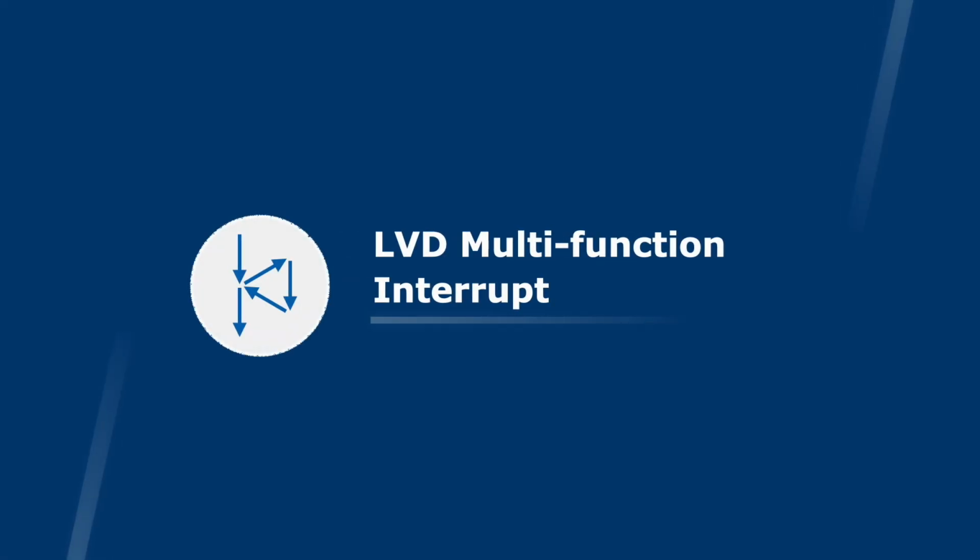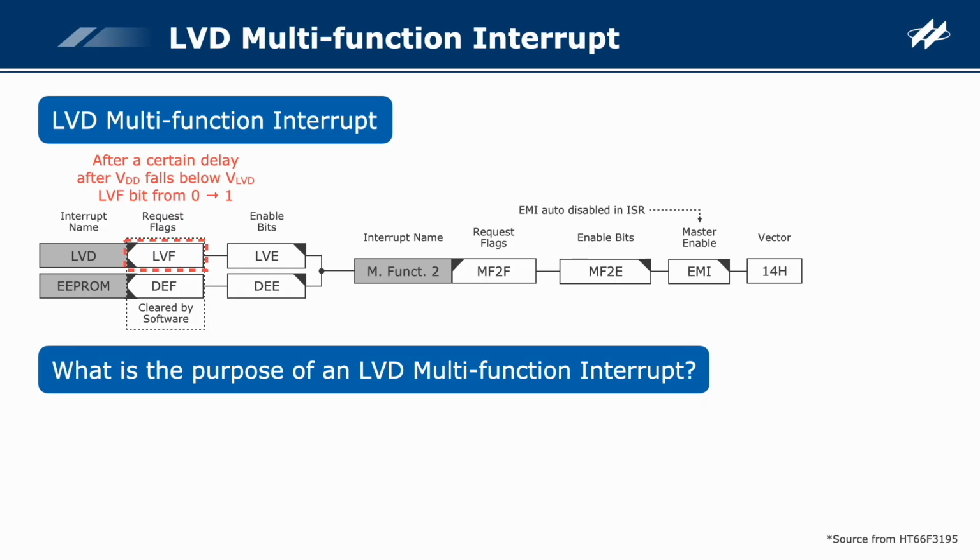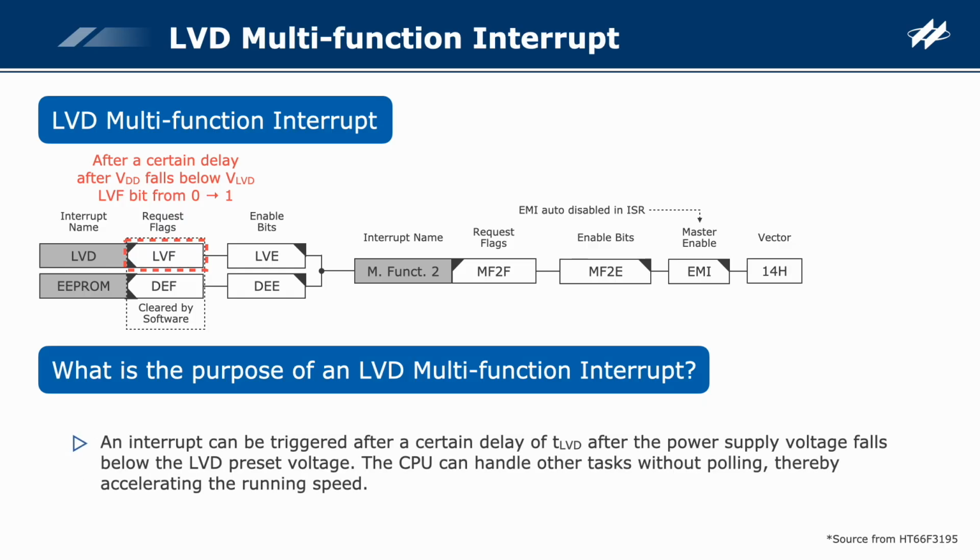LVD Multi-function Interrupt. According to the datasheet, the LVD interrupt is a multi-function interrupt and shares the same interrupt address with the EEPROM interrupt. The LVF bit will be set to 1 after a certain delay after the power supply voltage falls below the LVD preset voltage. Then what is the purpose of an LVD interrupt? An interrupt can be triggered after a certain delay after the power supply voltage falls below the LVD preset voltage. The CPU can handle other tasks without polling, thereby accelerating the running speed.